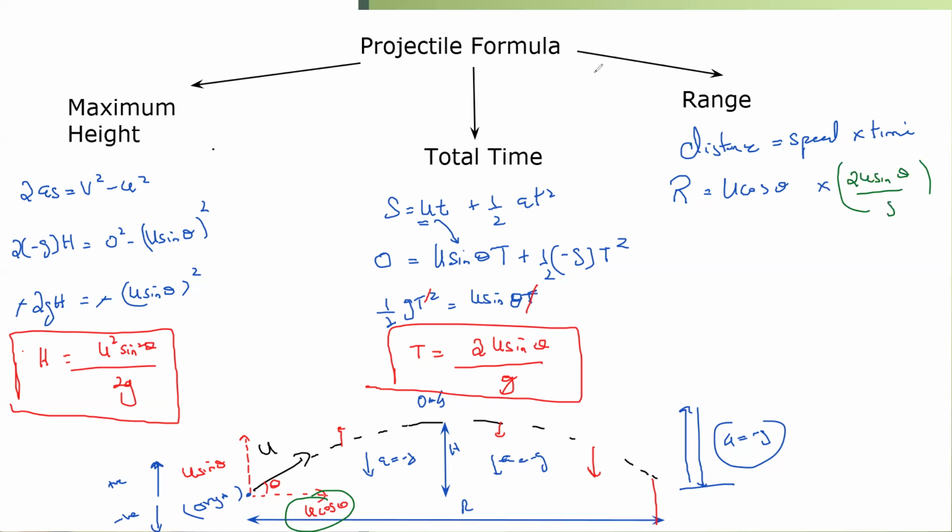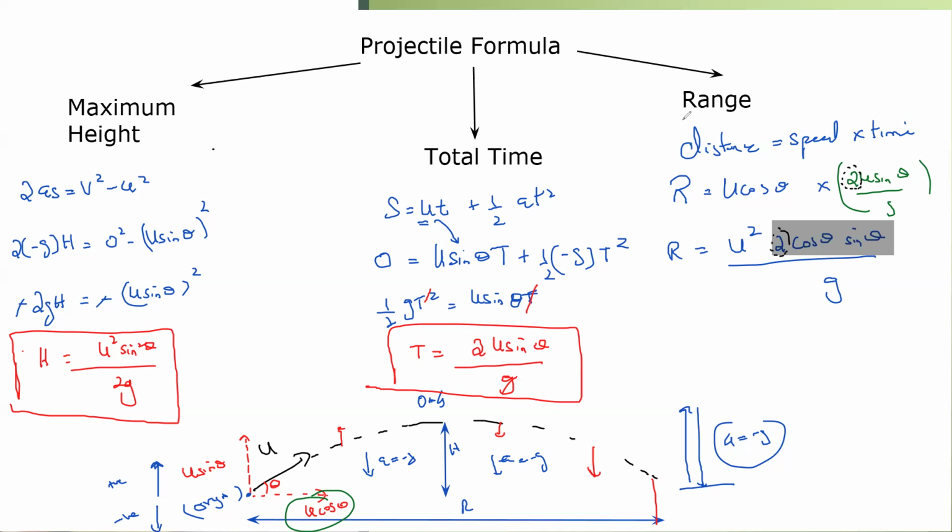So when we simplify this, range is equal to u multiplied by u, which becomes u square. There will be 2 cosine theta and sine theta divided by g. Now, those who are taking maths will learn a trigonometric relation for 2 cosine theta and sine theta. Why 2? Because it's written here, 2 cosine theta and sine theta divided by g.